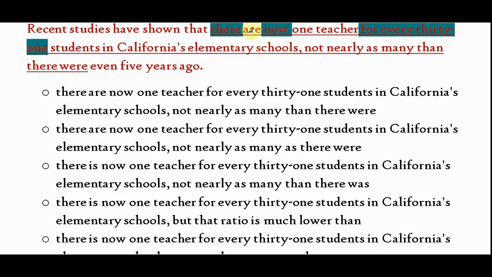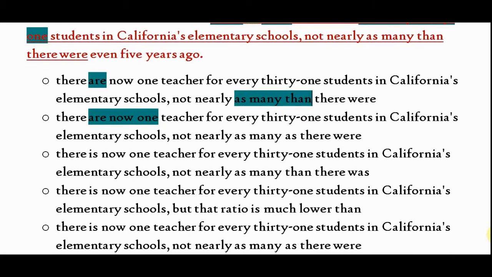Alright, so verb is are, subject is one teacher, so it should be there is one teacher. Alright, so option A out and option B out. Another problem, that is comparison. By the way, in option A and B there is no problem, but it is idiomatic error. Why? Because whenever we say as many, it should be as many as, not as many than. Anyway, we have already eliminated option A and option B.